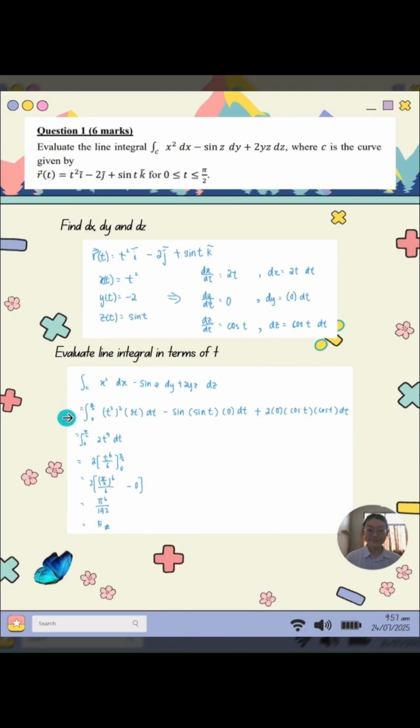So after substituting, we have the line integral equation in terms of t, and looking at the second term and third term, they consist of 0 terms, so these two terms are cancelled out, and finally we get the integral of 2t to the power of 5 dt from t equals 0 to t equals pi over 2. And then to integrate 2t to the power 5, we get 2t to the power 6 over 6. After substituting t equals 0 and t equals pi over 2, we get the final answer.